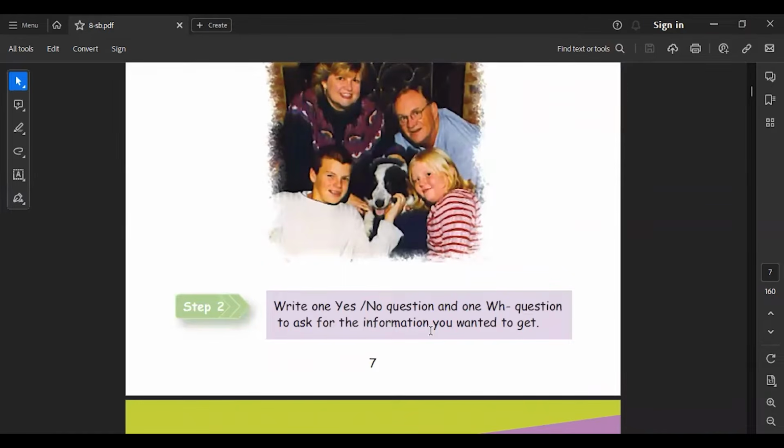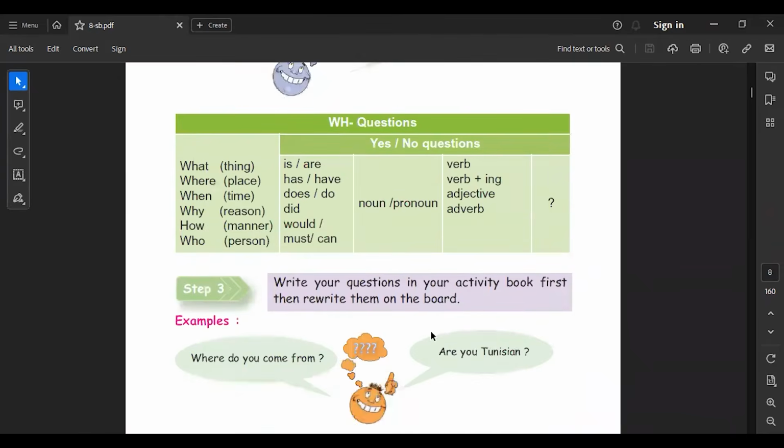Now this is step number 2. Write one yes or no question and one WH question to ask for information you wanted to get. Now the question here: what's the difference between a WH question and a yes or no question? It's very easy. This table has it all.